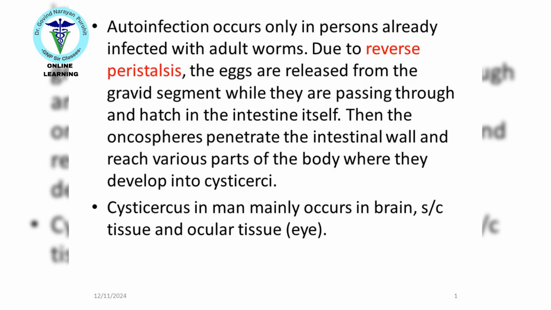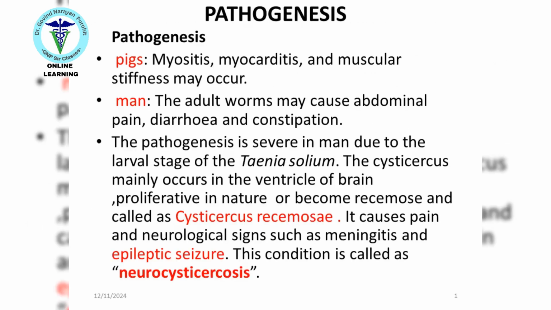Autoinfection with Taenia solium occurs when eggs are released from gravid segments and hatch in the intestine, leading to cysticercosis in various body tissues, including the brain and eyes. Pathogenesis of Taenia solium varies between pigs and humans. In humans, the larval stage can cause severe neurological symptoms, including neurocysticercosis, which leads to seizures and other neurological issues.